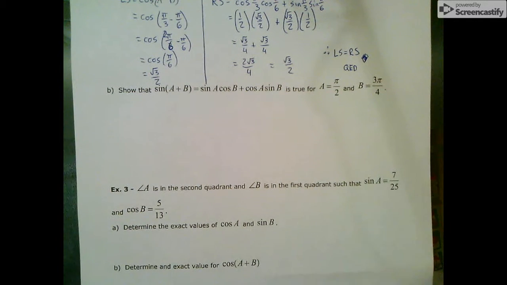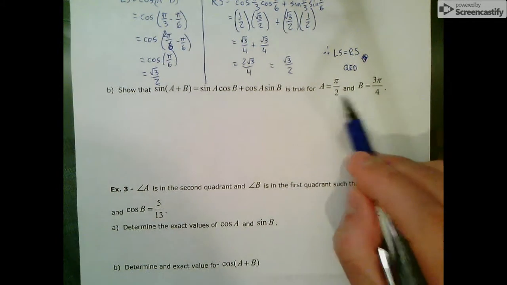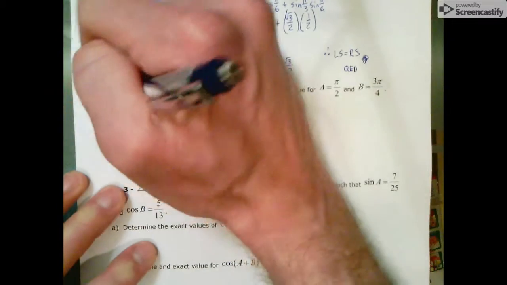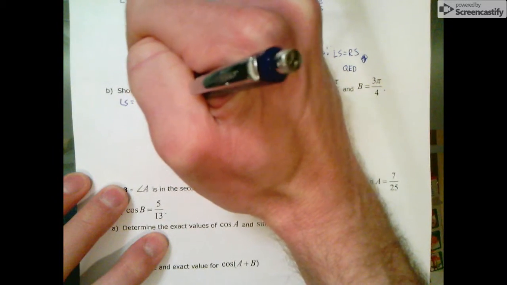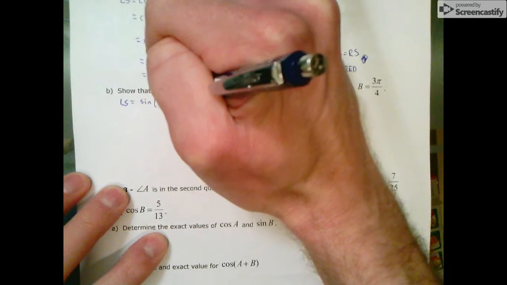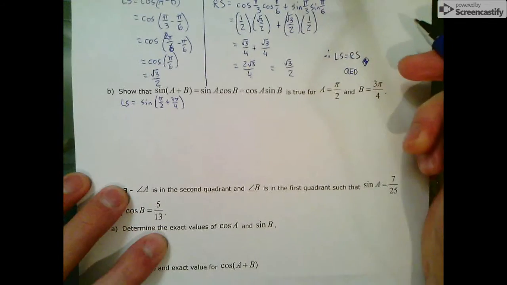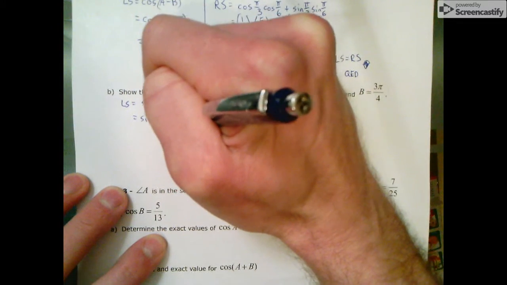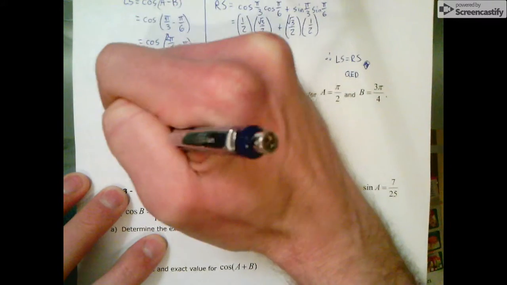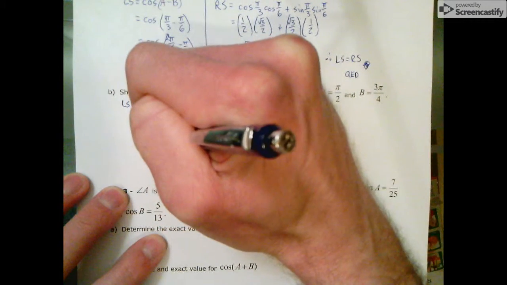Okay, let's do it one more time for the sum of two angles inside a sine ratio, where A is going to be pi over 2 and B is going to be 3 pi over 4. So let's look at the left side. It is going to be the sine of pi over 2 plus 3 pi over 4. And we'll again use some common denominator stuff to say that 2 pi over 4 plus 3 pi over 4 is now going to be the sine of 5 pi over 4.